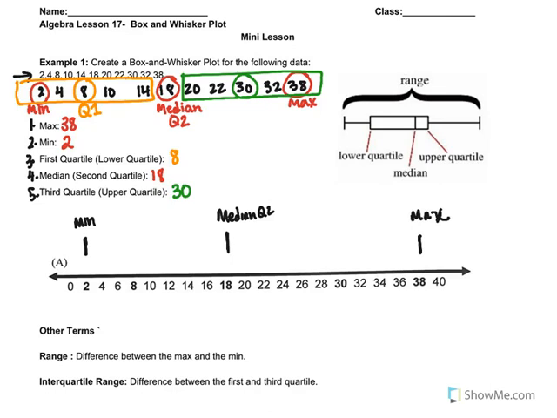Okay, now I'm going to go to my first quartile, or my lower quartile, and put a line there. So I'm going to put a line at 8. And I'm going to put a line at my third quartile, which was 30.